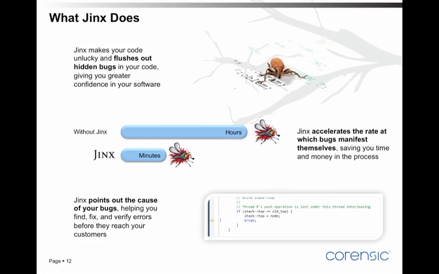So what Jinx does is it makes your code unlucky. It flushes out those hidden bugs in your code so that you can have greater confidence in your software. Effectively, what Jinx does is it accelerates the rate at which bugs manifest themselves. Instead of having to spend hours or days running your applications inside of a test lab, you can run Jinx and force those bugs to happen in minutes. And Jinx points out the cause of your bugs so that you can find, fix, and verify those errors before they reach your customers. With Jinx, you'll save a lot of time trying to track down the cause of concurrency errors in your applications.